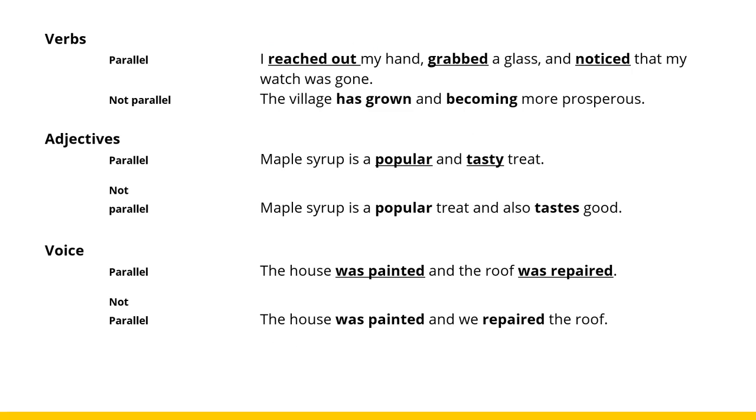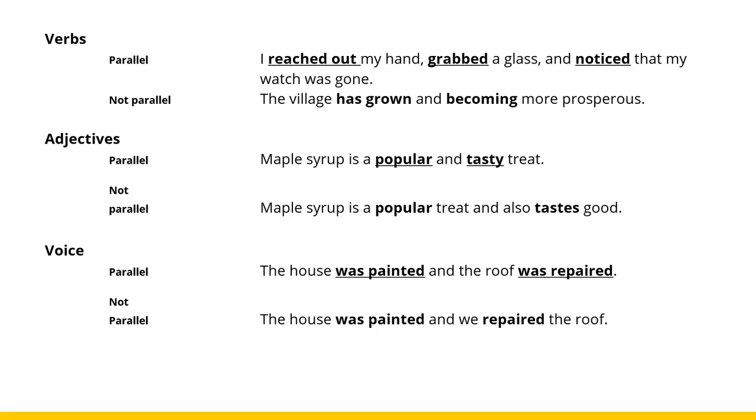The following parallel structures we're going to discuss are verbs, adjectives, and passive voice. The first one is verbs, and we have a verb parallel structure sentence here: I reached out my hand, grabbed the glass, and noticed that my watch was gone. As you see, we have the words in bold: reached out, grabbed, and noticed. It's parallel because all these words are verbs in the past. So that's why this is a parallel structured sentence.